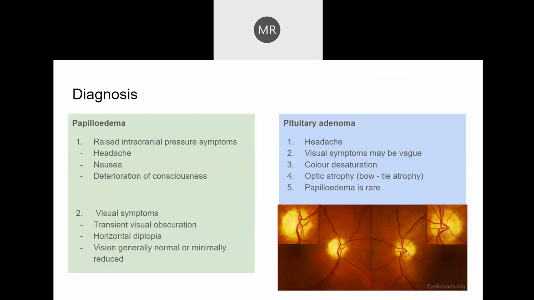So good morning everyone, doctors and friends. I'm going to present about the diagnosis, more of the signs and symptoms in papilloedema and pituitary adenoma, sorry. For signs and symptoms of papilloedema, we can have raised intracranial pressure symptoms such as headache, nausea and deterioration of consciousness. We also can have visual symptoms such as transient visual obscuration, horizontal diplopia, and vision generally normal or minimally reduced.